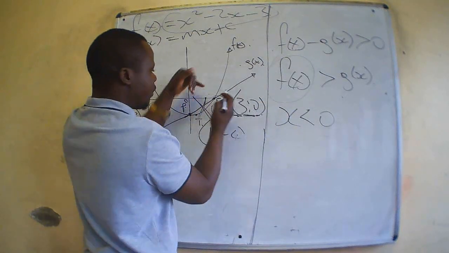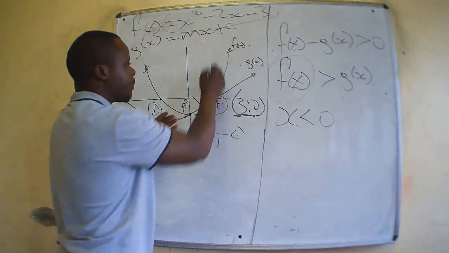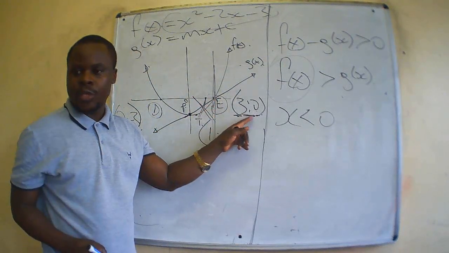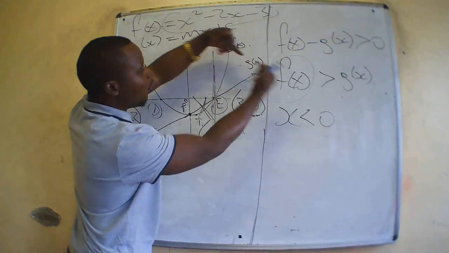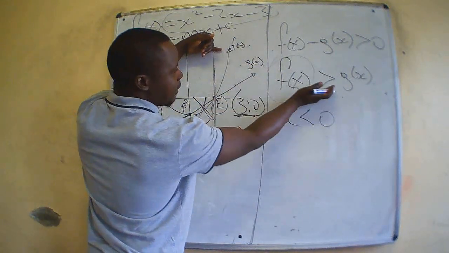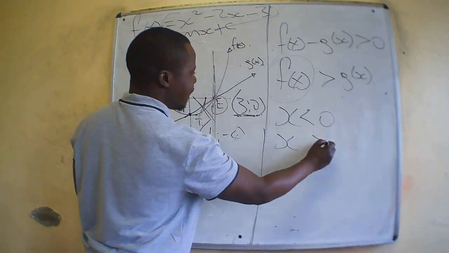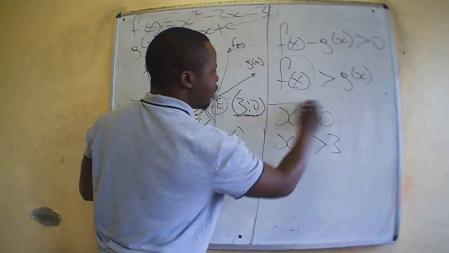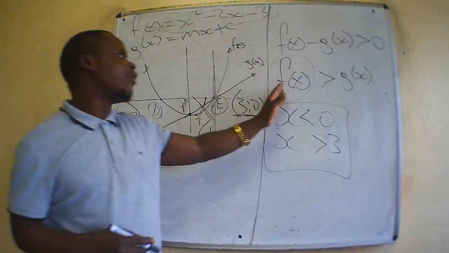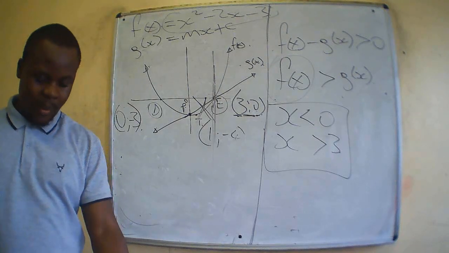As we continue on the other side, what is the value of x at this point? It is (3, 0). From here, going that side, the graph of f is above the graph of g, because we have greater than. What is the value of x here? x is bigger than 3. So these are the two answers that satisfy the condition that f of x is bigger than g of x. For 2 marks, we have our answer then.